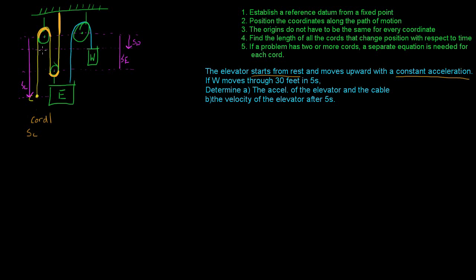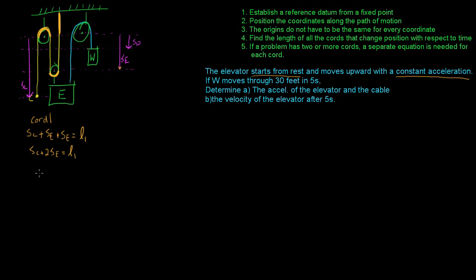So from here to here we have an S_C. We ignore this rope over the pulley. And then from here to here we have a length of S_E. So S_C plus S_E plus another length of S_E is equal to the length of cord 1. And if we simplify this, we get S_C plus 2S_E is equal to L_1.